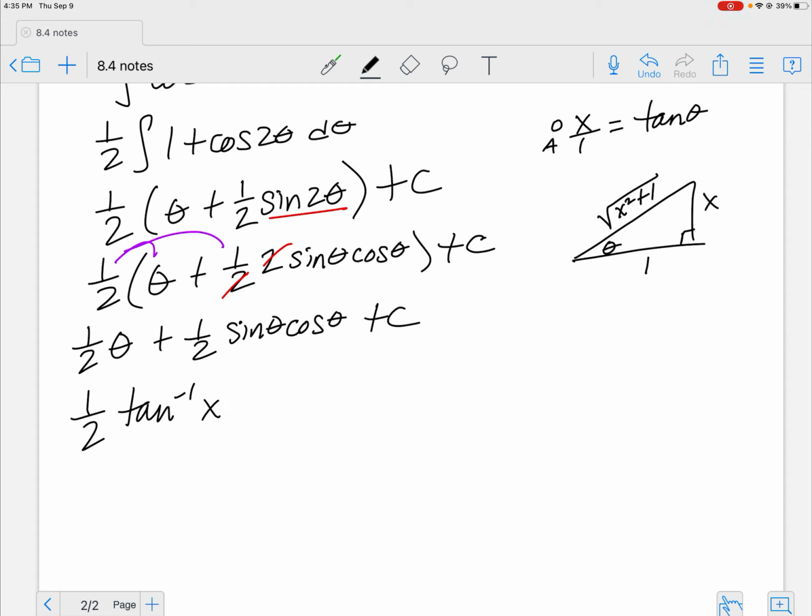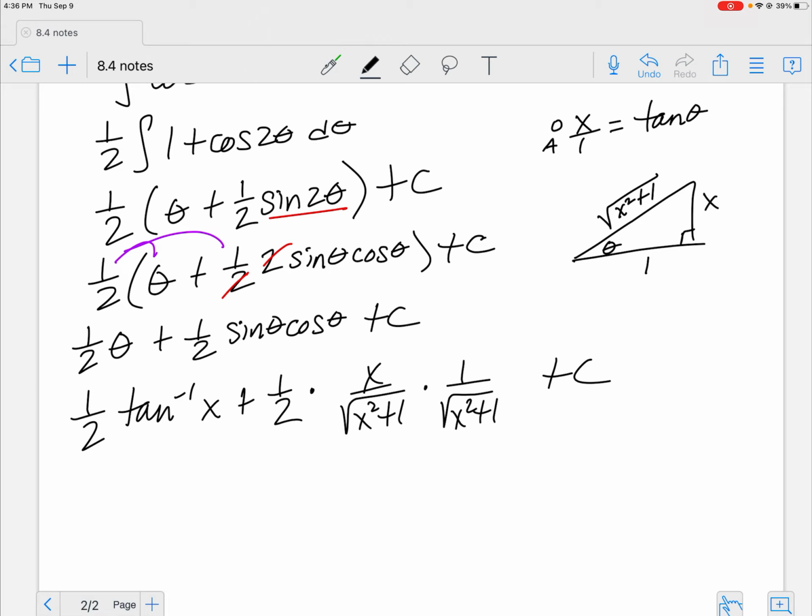Okay. Oh, pardon me, I put theta, for crying out loud, in a bucket. We're getting out of theta and going back to x. Dang it. 1/2 inverse tangent of x plus 1/2, and then sine, right? SOHCAHTOA, opposite over hypotenuse. And cosine, adjacent over hypotenuse. And then it's an indefinite integral still. All right. You have to convert back.